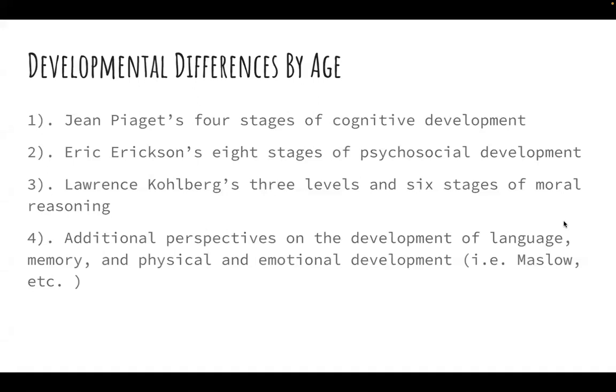Developmental differences by age. Piaget's 4 stages of cognitive development. We know that's one way that they can be different. And we know that the students don't all progress in the same manner. It's not super fixed. It's not once they turn the age, they're automatically there. It's especially apparent in the middle ages, right?